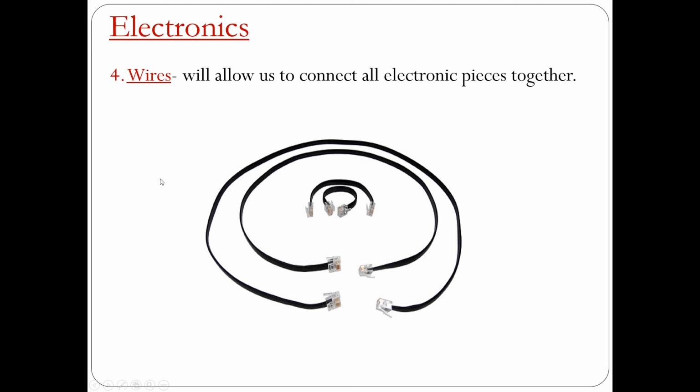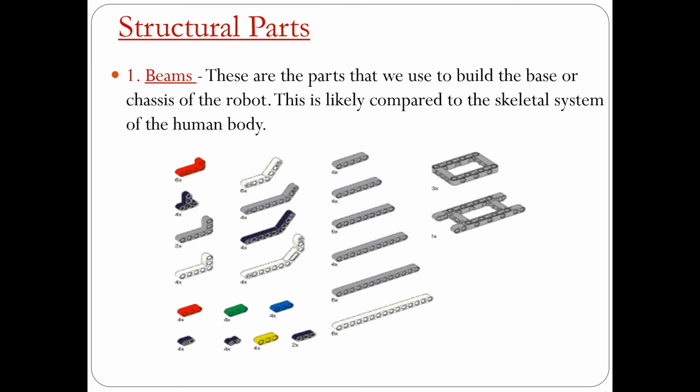For example, the motors connect to the brick controller. We will have to use these wires. Next, we have the structural parts. We have the beams. We call these beams. These are the parts that we use to build the base or the chassis of the robot.